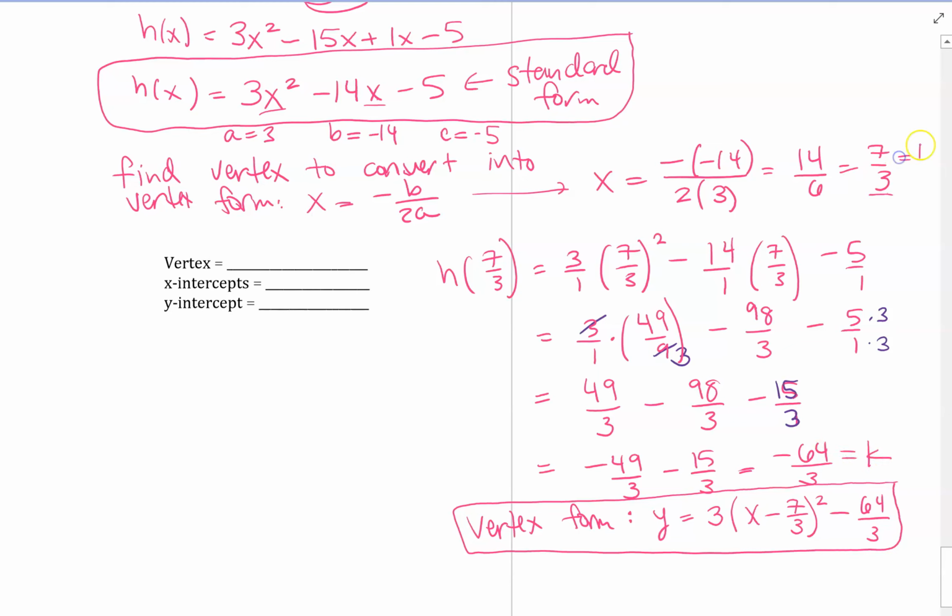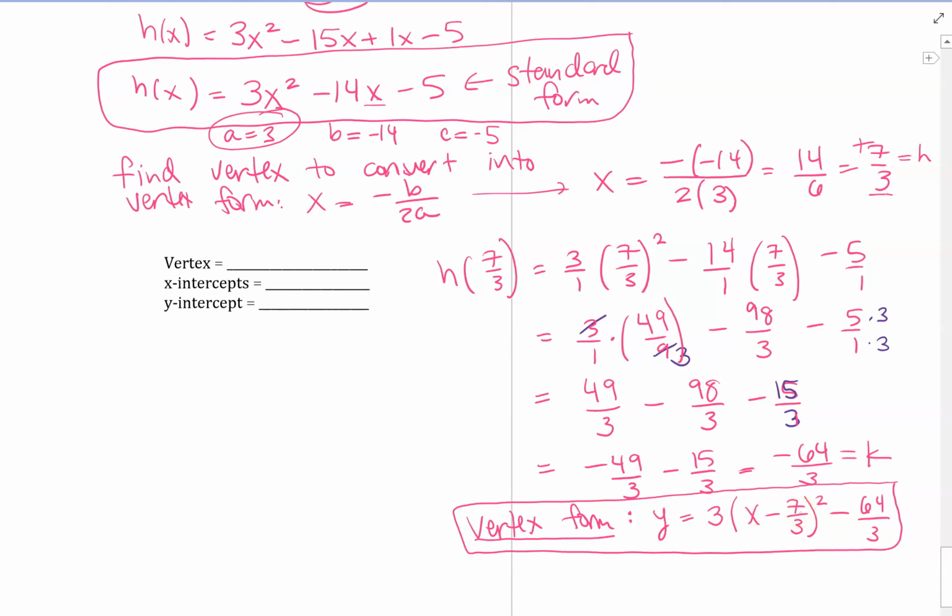7/3 was my h value. So when I plug everything into vertex form, and remembering that a was 3, I get y equals 3 times quantity (x minus 7/3) squared, minus 64/3. Remember, in the formula, h always comes after a subtraction, so though h was positive, in the equation it comes after a negative, so it's (x minus 7/3) squared.